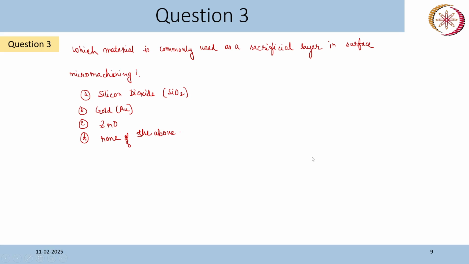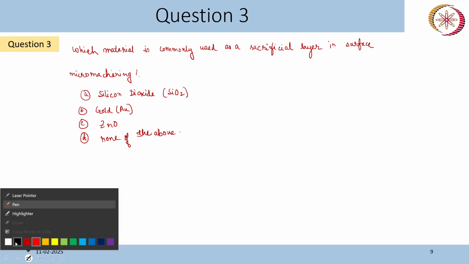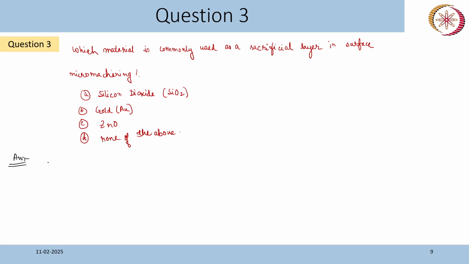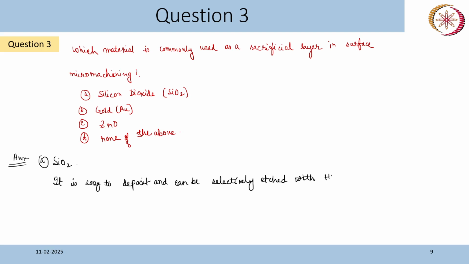I will write it down for your reference. So the reason is, it is easy to deposit. We already know how to grow SiO2. And can be etched also.